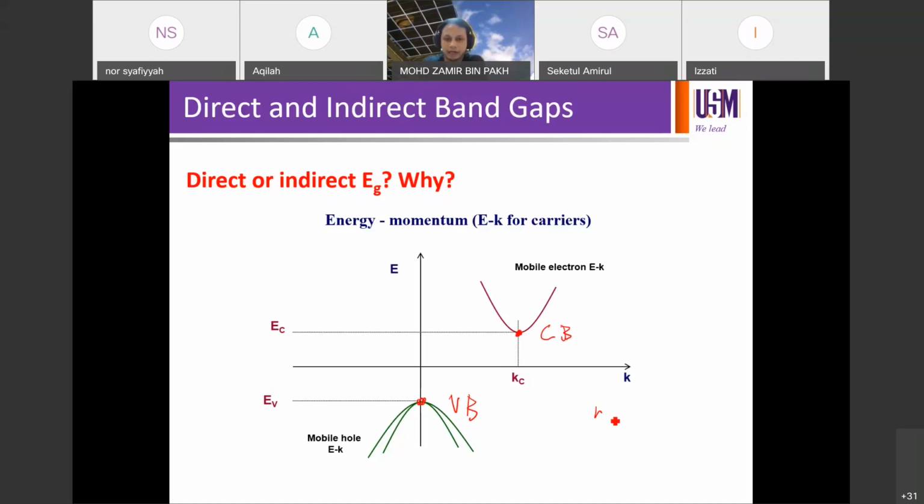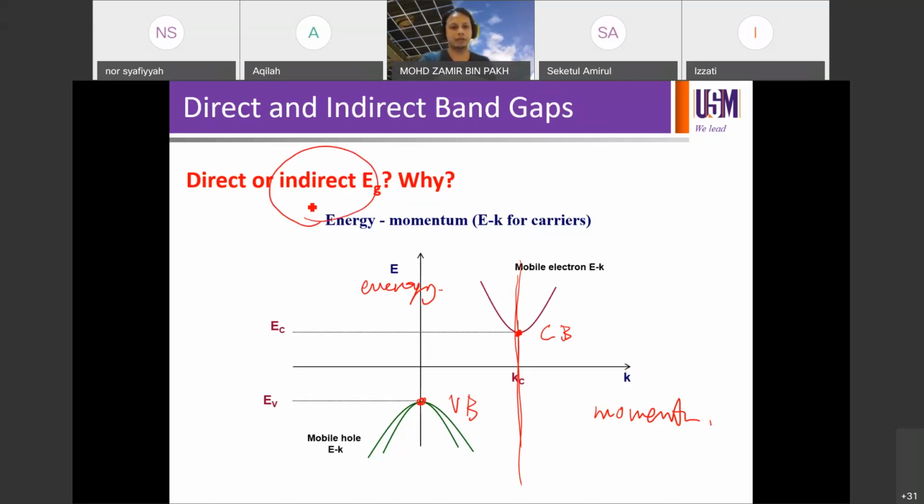So we have an EK diagram here. The E here is the energy, so the y-axis is the energy, and the K here is the momentum, right? So the alignment refers to the alignment of these 2 points. They are not aligned on the x-axis. They are sitting at different coordinates on the x-axis, so therefore they are not aligned. When they are not aligned, they are called indirect band gap. So in this case, it's indirect band gap, right?